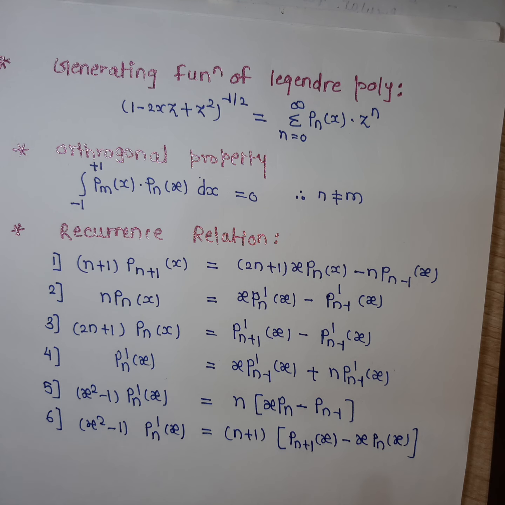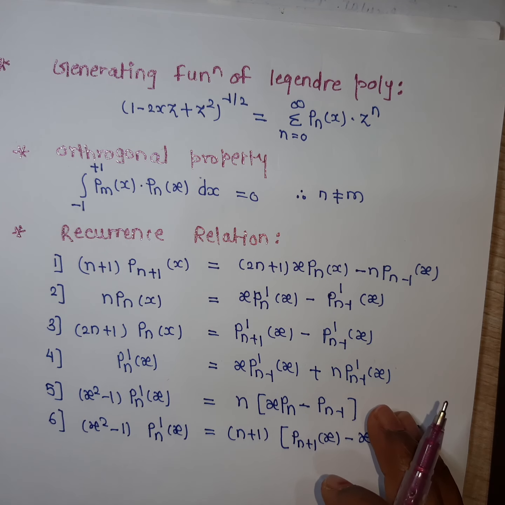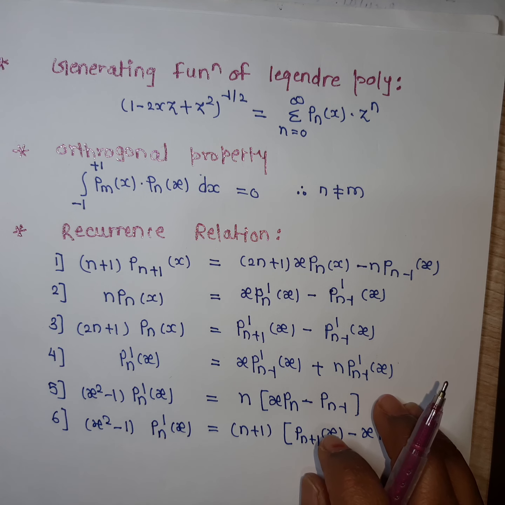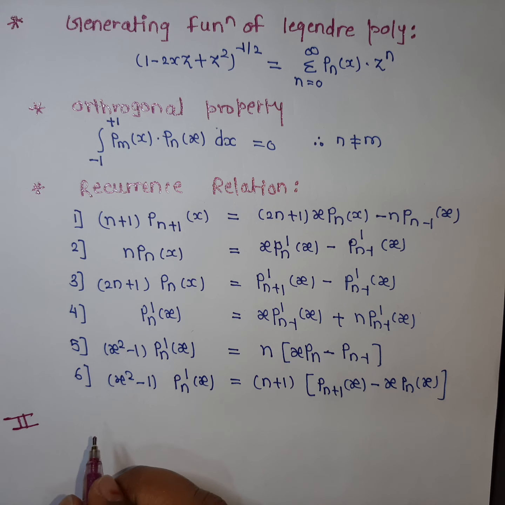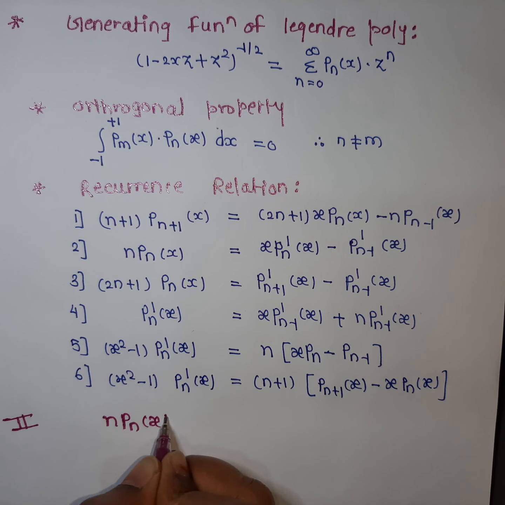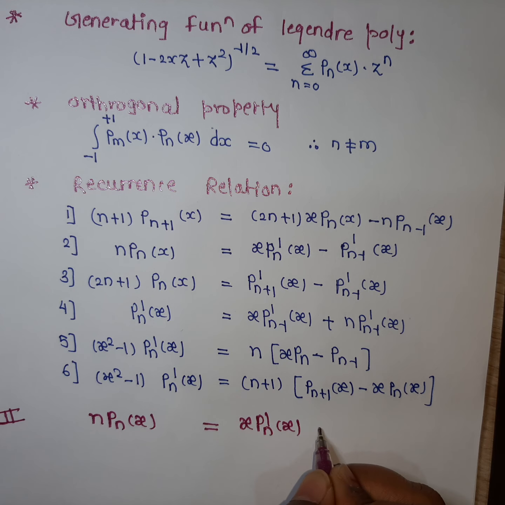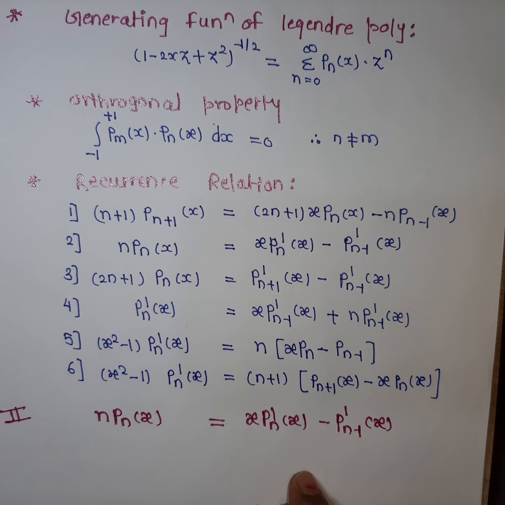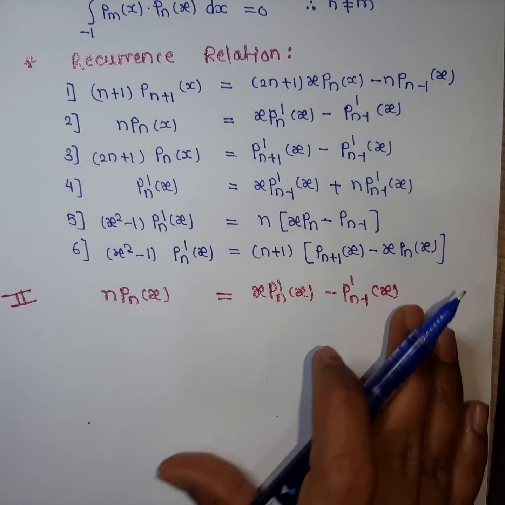I will give one proof of the recurrence relations. Does anyone want all of them? Then tell me. Otherwise, you will solve them easily. I will take the second recurrence relation: n Pn of x is equal to x Pn prime of x minus Pn minus 1 prime of x. All these are solved by using the generating function of Legendre polynomial. Write down the proof.